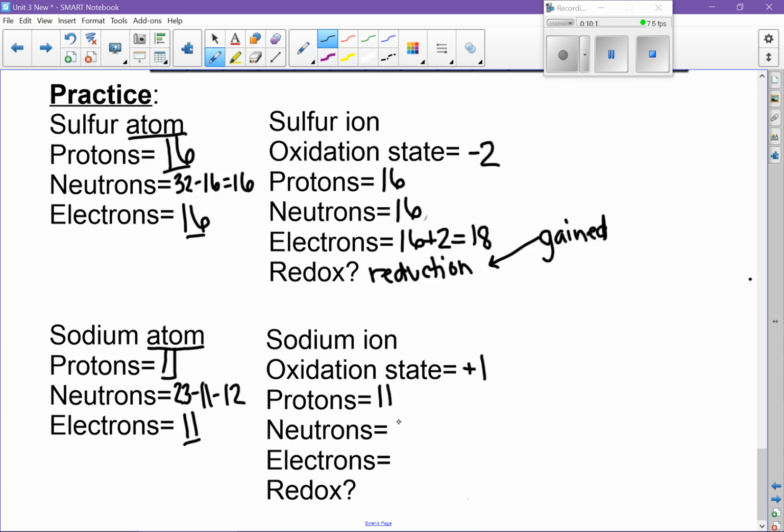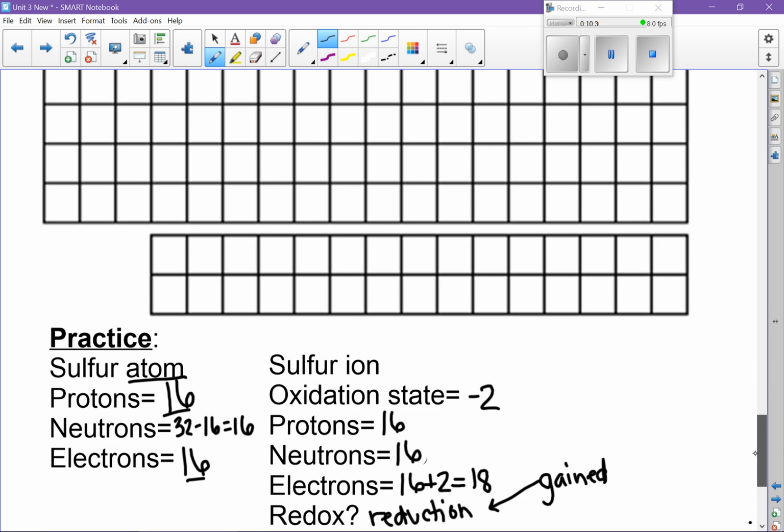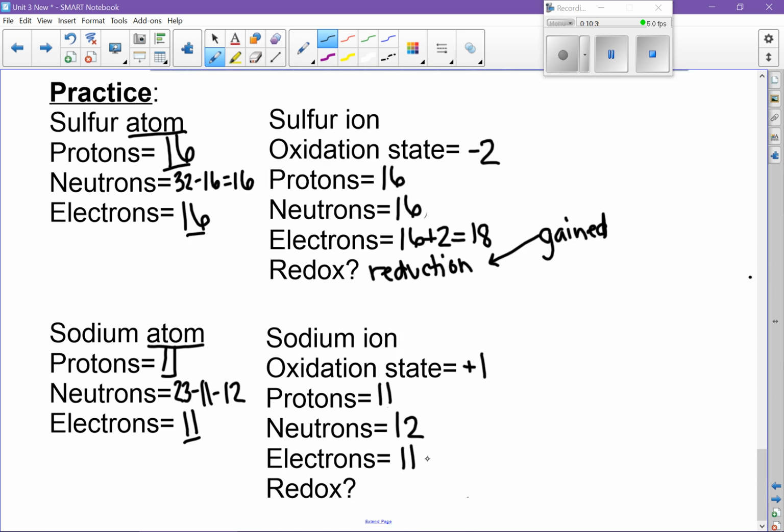That leaves the protons and the neutrons the same. The difference is those 11 electrons that we started with have now changed. A +1 means that we have a cation because it's a positive charge. That means that we have lost electrons. So I'm -1, and this ion actually has 10 electrons. In this example, we lost electrons. Thinking about either OIL RIG or Leo says grr, losing electrons is called oxidation.